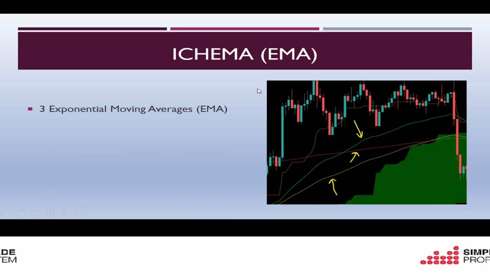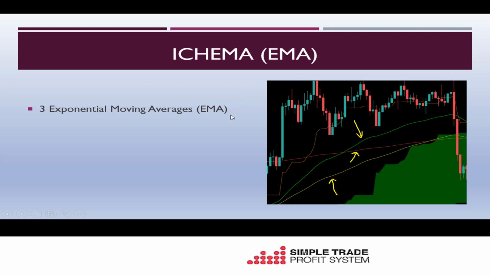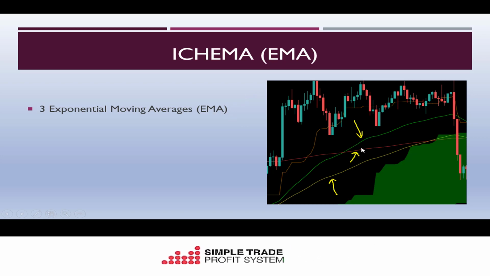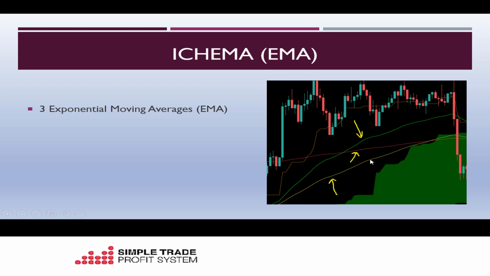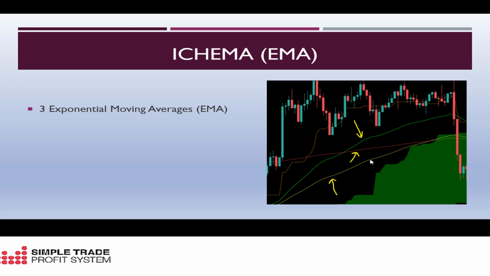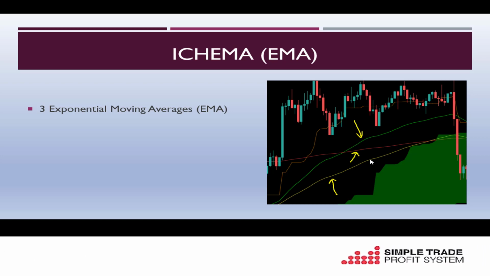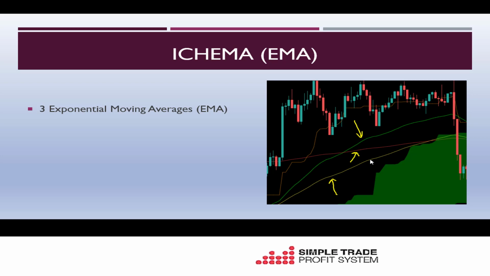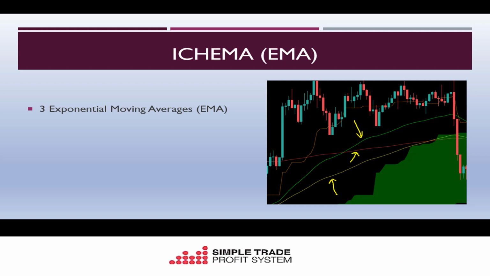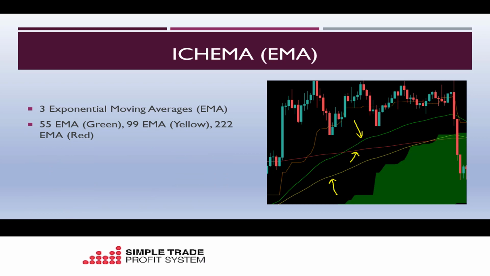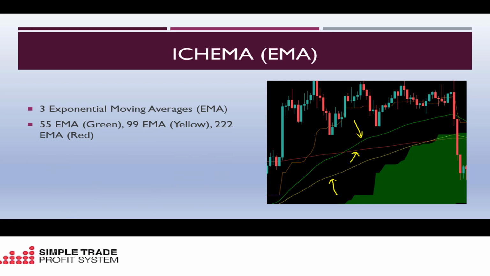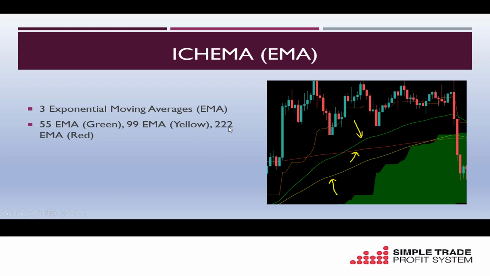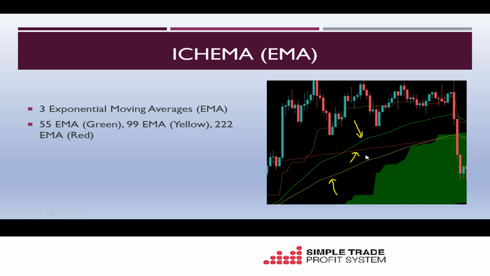So like I said, it consists of 3 exponential moving averages, EMAs. I have them colored here as green, red, and yellow. The default, whenever you first put the indicator on, is going to be a different color, but I like to change mine. I'm used to certain moving averages being certain colors, so I edit them. So yeah, it has 3 moving averages. We have the 55 EMA, which is, in this picture, the green one, the 99 EMA, which is the yellow one, and the 222 EMA, which is the red one.